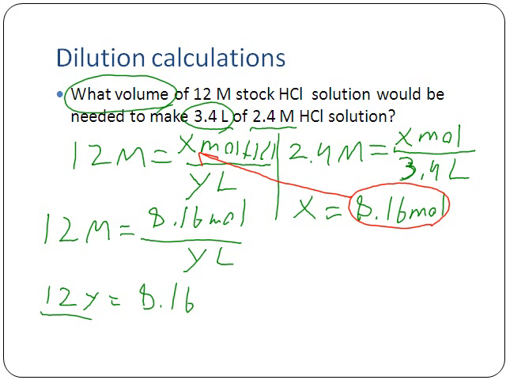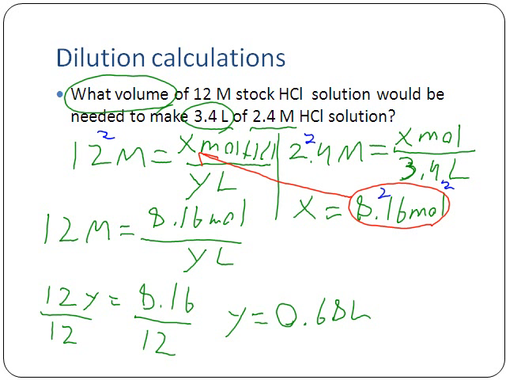And so now I just want to divide both sides by 12. Doing this, we get that Y is equal to 8.16 divided by 12. Taking that divided by 12, I get 0.68. And so in this case, I get 0.68 liters of my 12 molar solution. For significant figures, the 12 molar stock solution has 2 sig figs, the 2.4 has 2 sig figs, and the 3.4 has 2 sig figs. That means that my X down here will have 2.